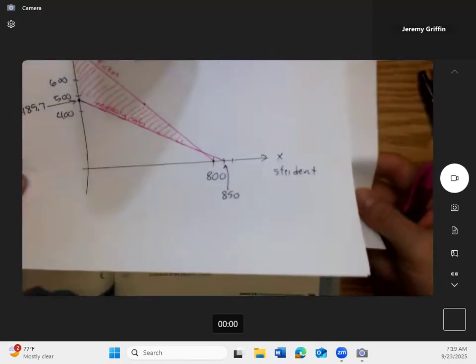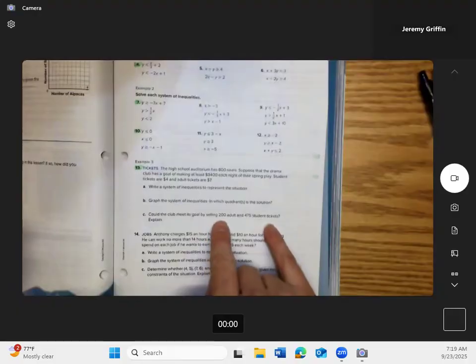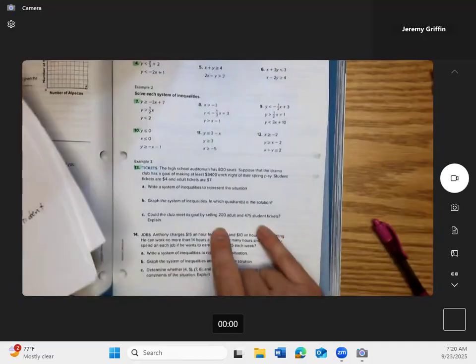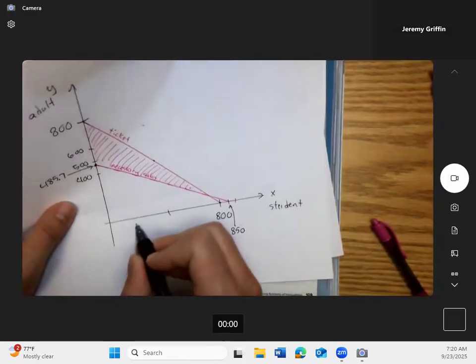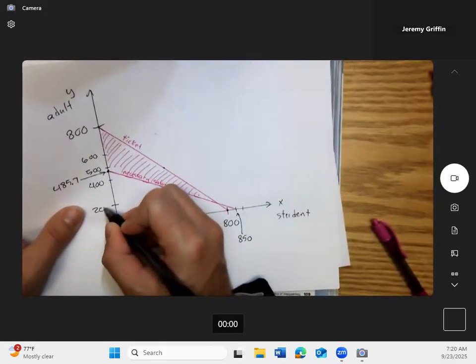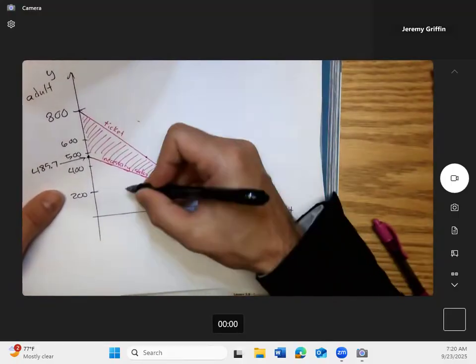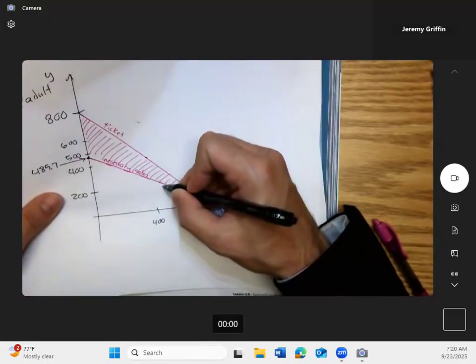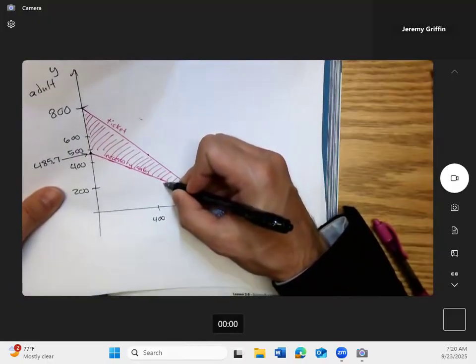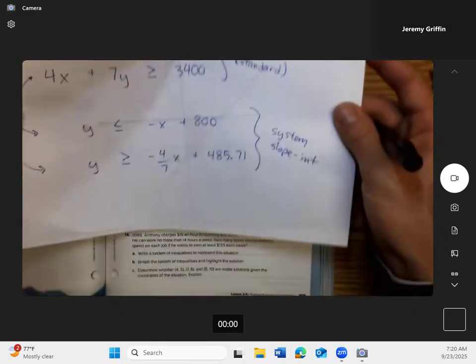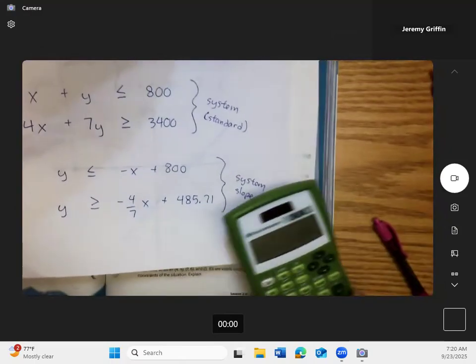Now they did pick one point that they wanted us to test. They said, could they do 200 adult and 475 student? With that, 200 adults, looks like right here. And then 475 students, well, here's 400, so 475 is a little more than that. It's kind of close. I think they're going to be short on profit. It's right about here. I want to test that out. So let's go back to these equations and plug that point in.